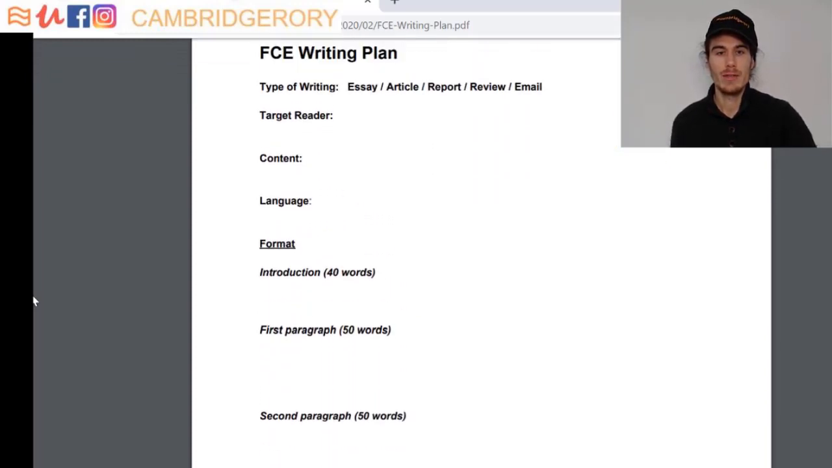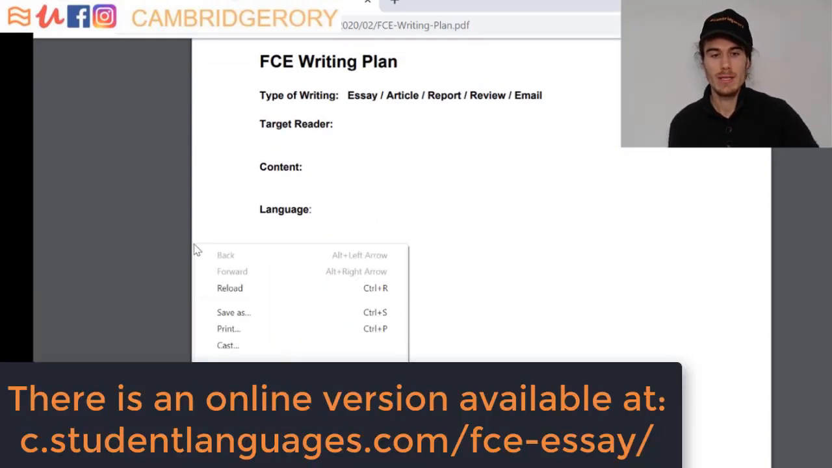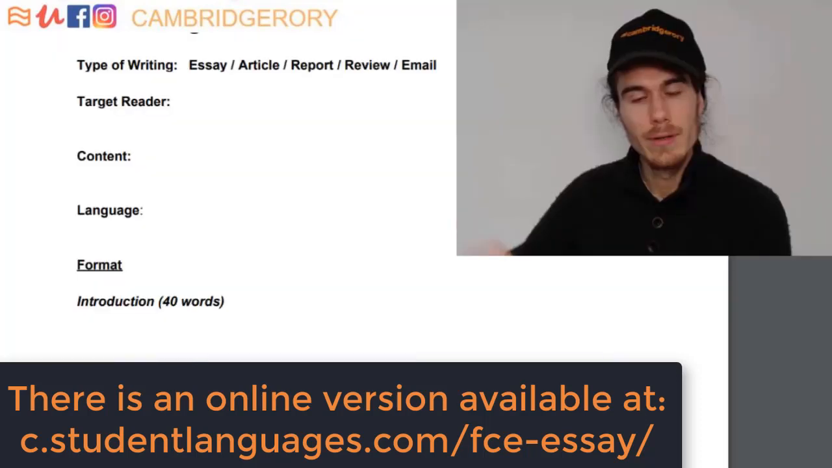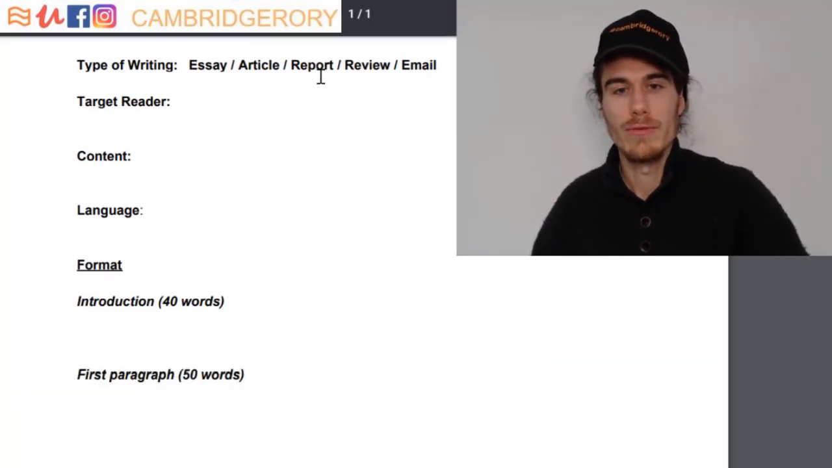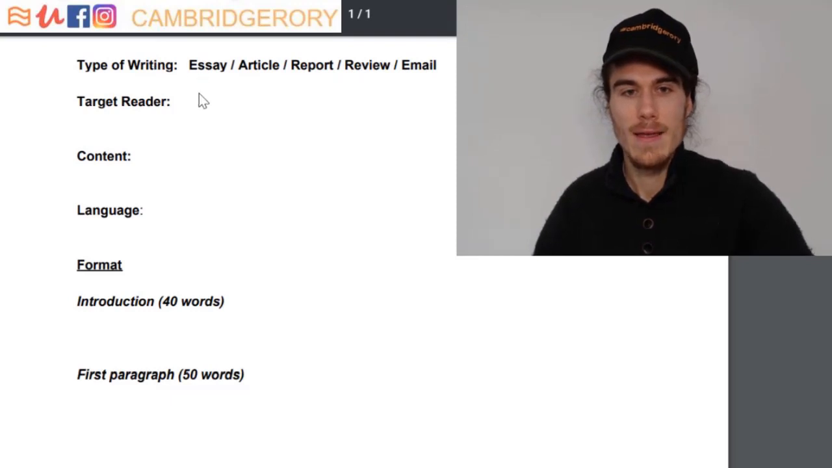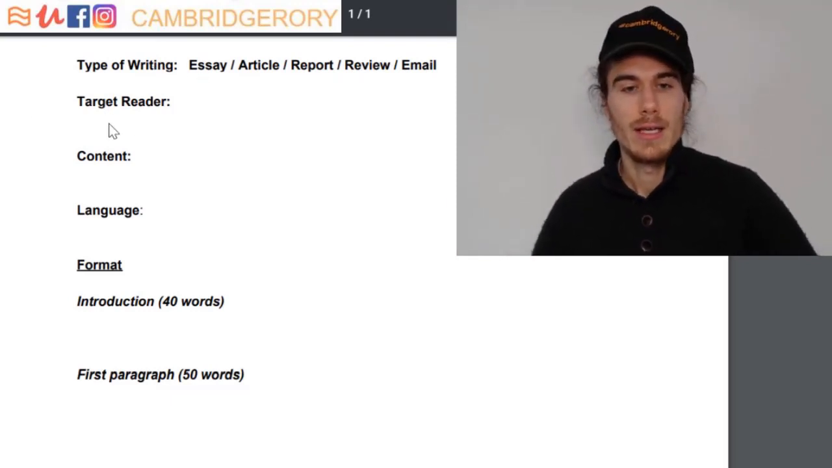This is what I recommend doing. You can download this page, right click, click Save As, and then you can download it. So I would advise printing it off and writing. So we can cross out all of these ones because we're doing an essay. Okay, then fill in this information. Who is the target reader, etc., etc.